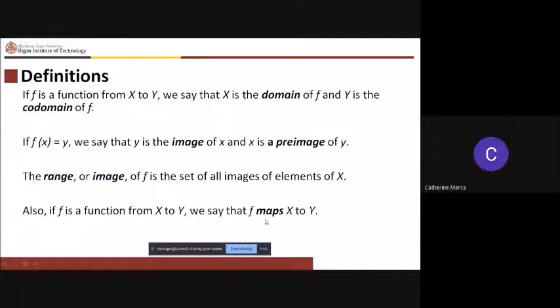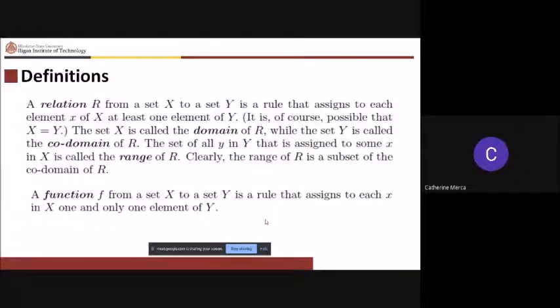Let's take a look at the following definition. We also have what we call a relation from a set X to a set Y, which is a rule that assigns to each element of X at least one element of Y. So notice that the difference between a relation and a function is that for a function, to each x there's only one element of Y. So unique yung mapping. Whereas for a relation, at least one element. When we say at least one, pwede dalawa, di ba? Pwede isa, kasi at least one.